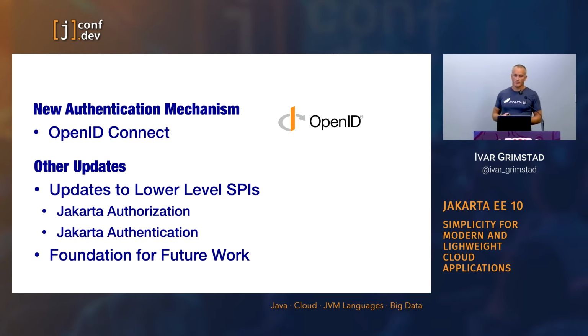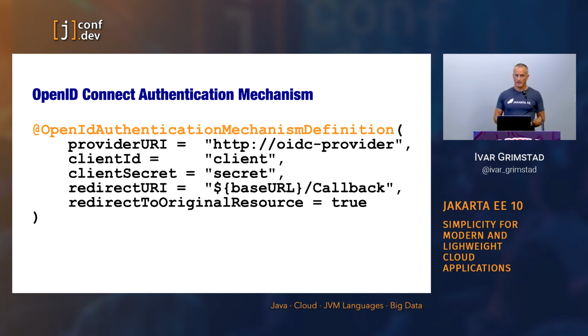The other updates were more, as I said, a foundation for future works with updates to the other specifications within the security space, which is authorization and authentication. And this is a subset of the parameters you can use for the OpenID Connect authentication mechanism. And as you see, the annotation is fairly verbose, but that also makes it very clear what it does.